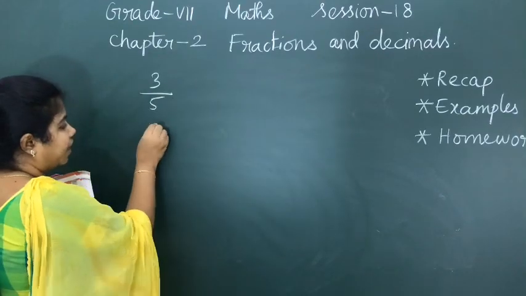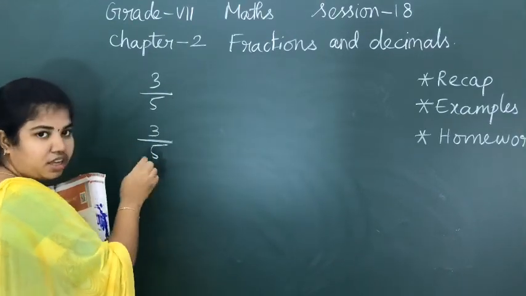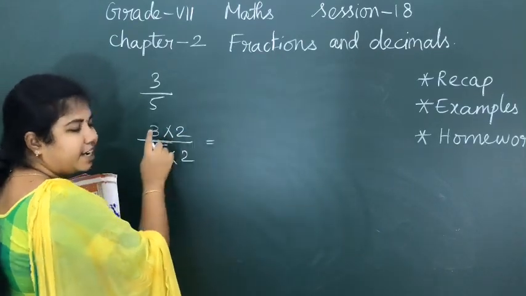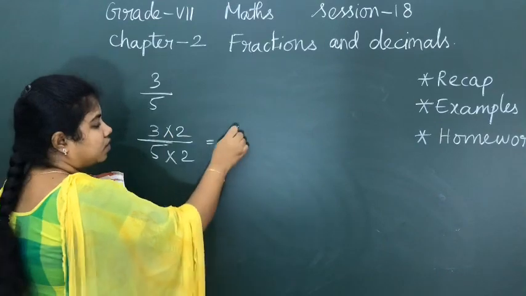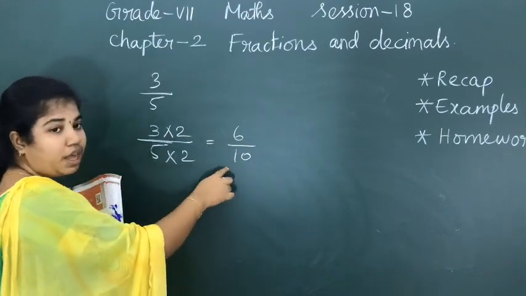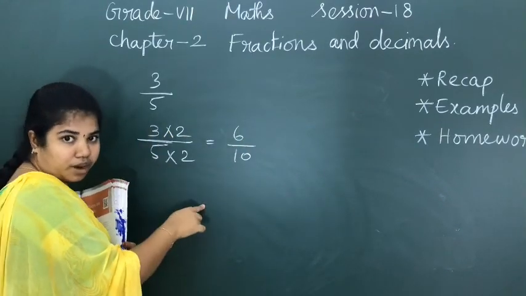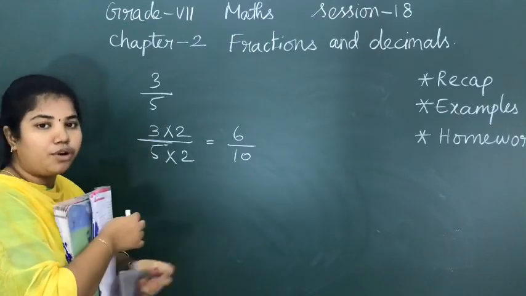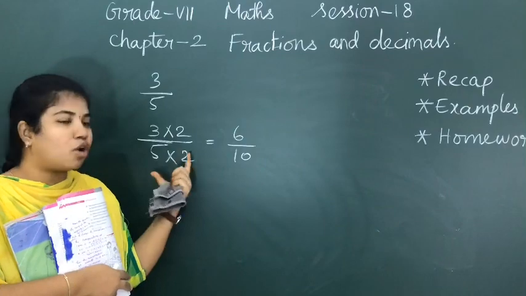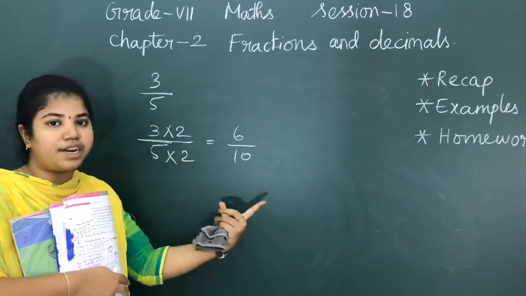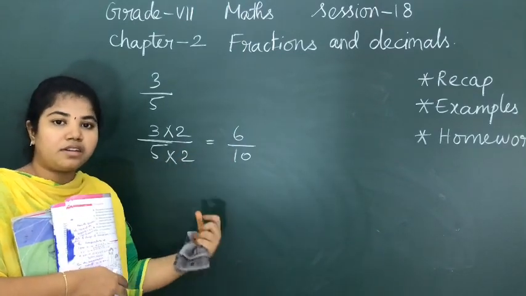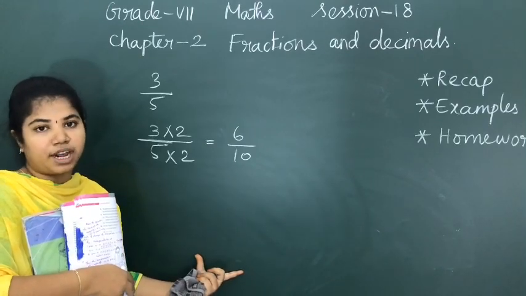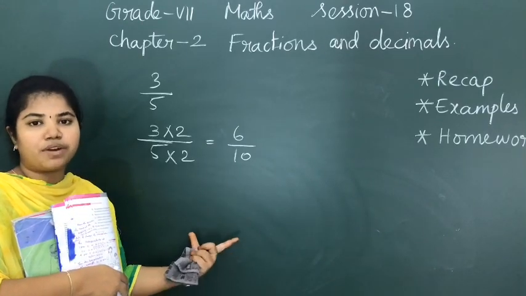So 3 by 5 is my fraction. I am going to multiply 2 to the numerator and denominator. So 3 2s are 6 and 5 2s are 10. This is one of my equivalent fractions. Like this you have to find 4 equivalent fractions. You can multiply whatever number you wish. I told you already you can multiply 10, 100, 1000, and you have to find the rest of the 4 equivalent fractions at home. Not only 4, you can find many.